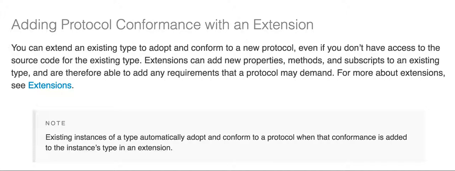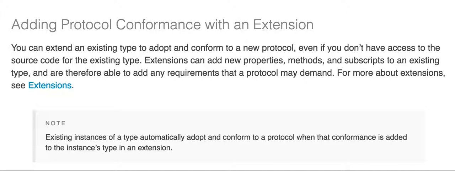Adding protocol conformance with an extension. You can extend an existing type to adopt and conform to a new protocol, even if you don't have access to the source code for the existing type. Extensions can add new properties, methods, and subscripts to an existing type, and are therefore able to add any requirements that a protocol may demand. For more about extensions, see Extensions.